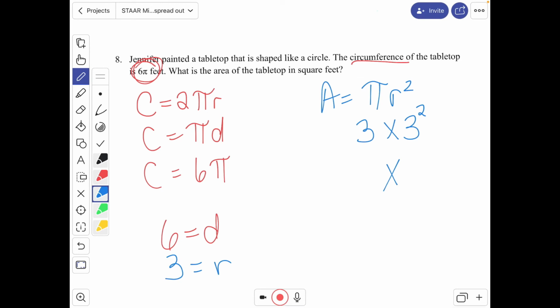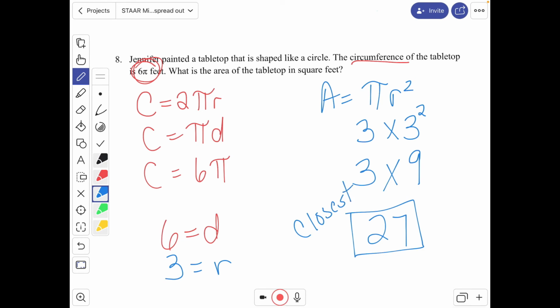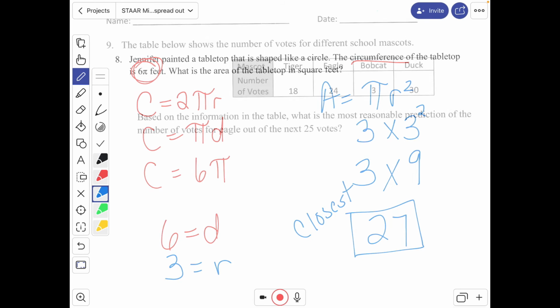Remember, we have to do exponents first. So 3 to the second power means 3 times 3. So this is 9 times 3, which is 27. And when you pick the answer choice, be sure to pick the answer that's closest to 27.